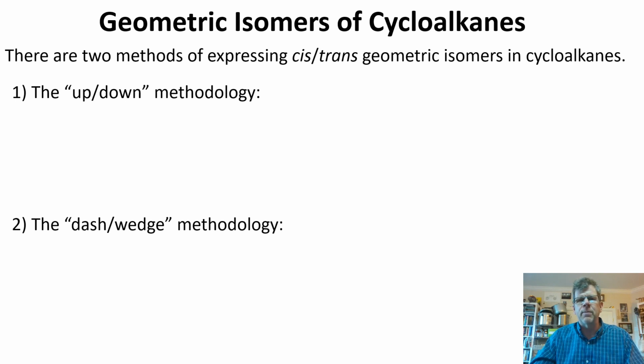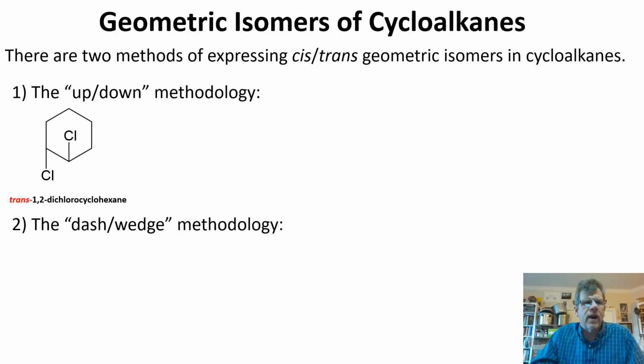Let's take a look at the up-down methodology, how these things would be put forth. For instance, using our 1,2-dichlorocyclohexane analogy, this would be a way of expressing trans 1,2-dichlorocyclohexane. Notice that the two chloro groups are on adjacent carbons, as they must be if it's going to be 1,2, but one line is pointing straight down, and the other line is pointing straight up. That would be a trans arrangement, or a trans geometric isomer, trans 1,2-dichlorocyclohexane, using that up-down methodology.